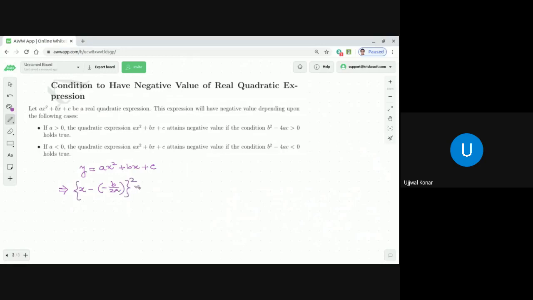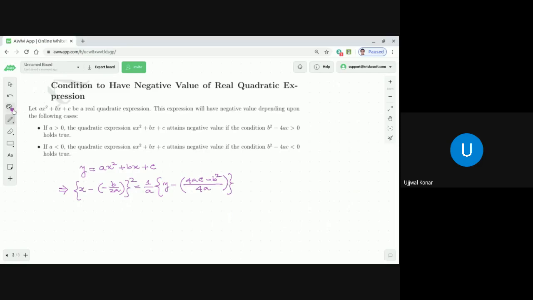This whole square is equal to 1 by a into y minus, y minus, sometimes this discriminant, y minus (4ac minus b square)/4a. Let me write properly: 4ac minus b square divided by 4a. You can always look back to the previous slides to find how the derivation happened.